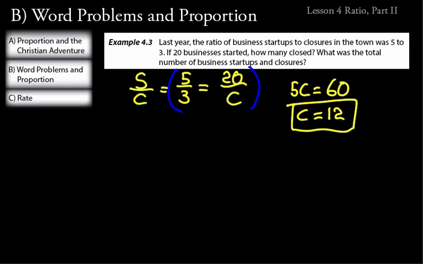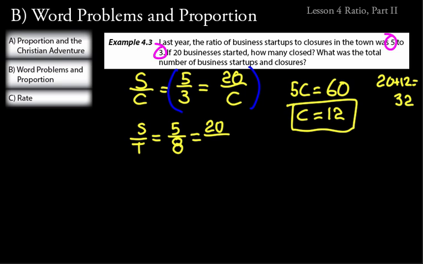There's a couple of ways we can think about this. If 20 businesses started, 12 closed. So the total is 20 plus 12, which is equal to 32. There's another way we can do this, though. We can do it like a proportion. We could do the ratio of startups to total. So here what we would say is 5 startups over total startups and closures. That's going to be 5 plus 3. So 5 startups over 3 closures is 8 total. S over T equals 5 over 8 equals 20 over T.